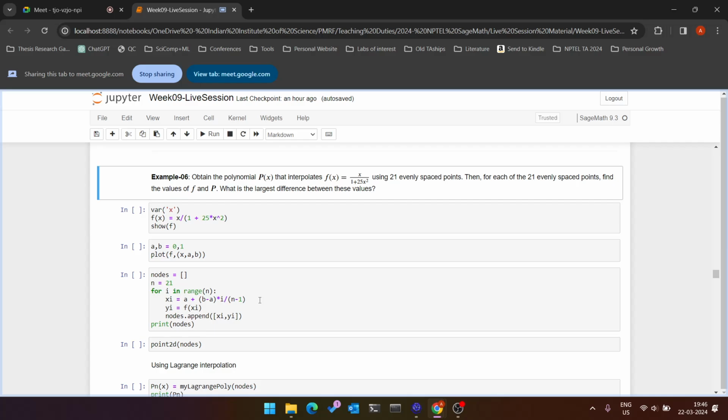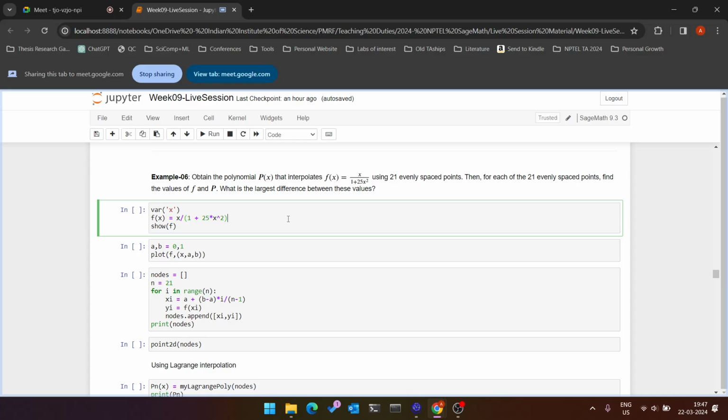Okay, next we have example number 6. Here we are told to obtain a polynomial p of x that interpolates f of x equals x upon 1 plus 25 x square using 21 evenly spaced points. Then for each of these points, find the values of f and p and check where is the largest difference between these points.